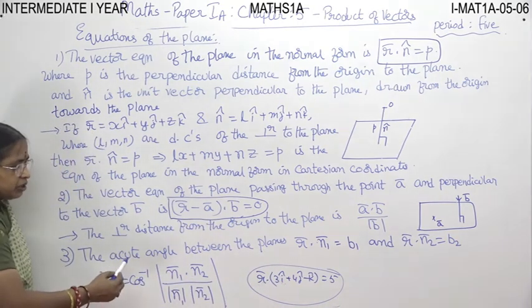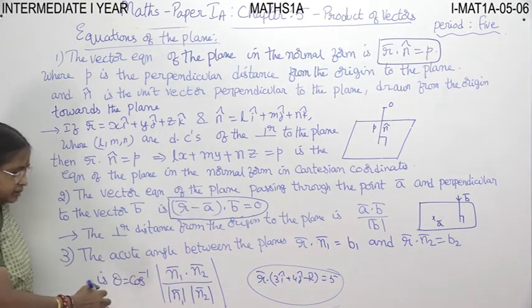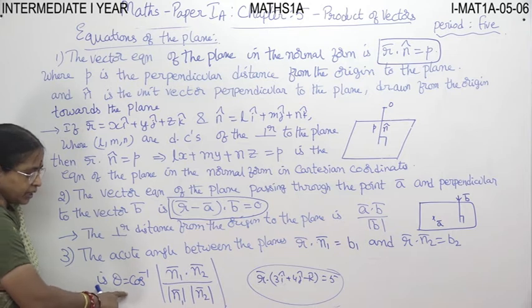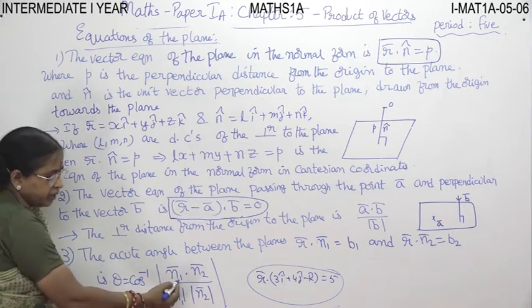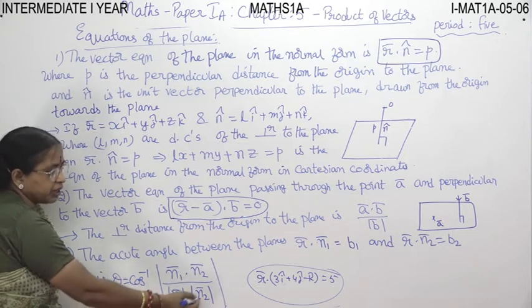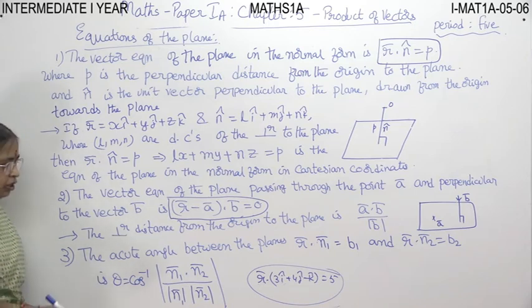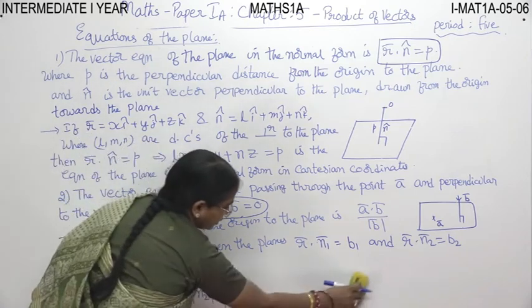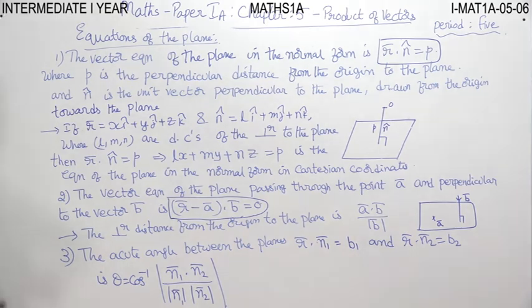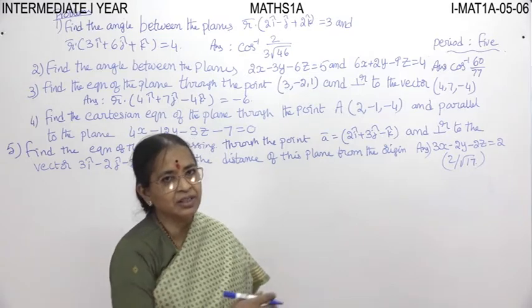So the angle between the two planes is given by the formula theta is equal to cos inverse of n1 dot n2 by mod n1 into mod n2. So this is how we find the angle between two planes. You can just copy all these points. Now we'll do the problems based on this. So after this we'll be completing the scalar product. We'll do some 5-6 problems. That's all. Now these are the problems.